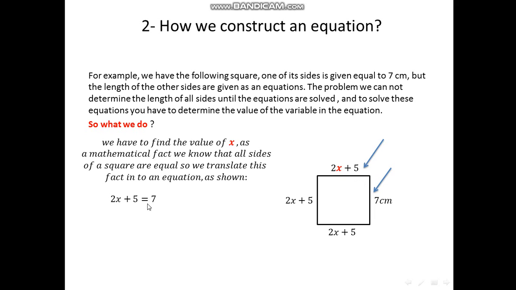This is the equation which I construct, depending on what? On the mathematical fact about the square. And the same goes for a triangle, the same goes for a trapezium, the same goes for a circle, for any shape. You have to know the mathematical fact which is related to your problem so that you can construct your equation. So now, 2x plus 5 equals 7.